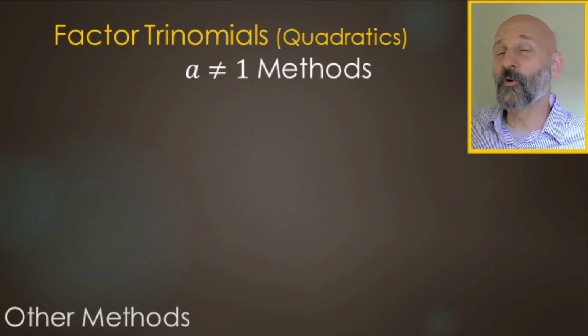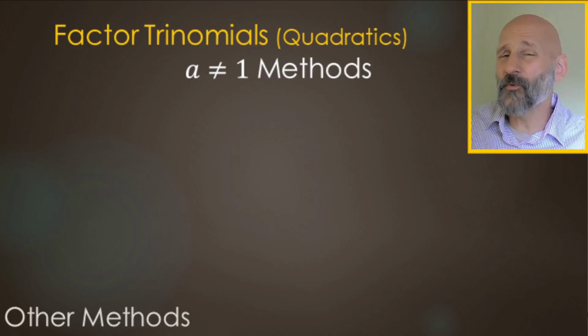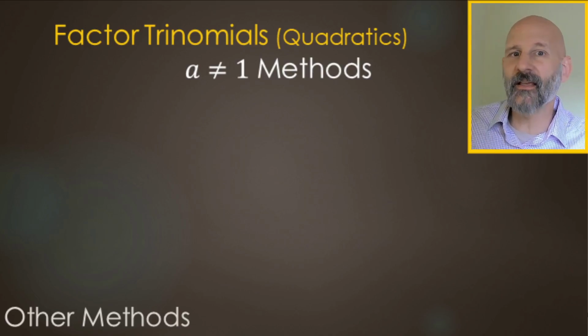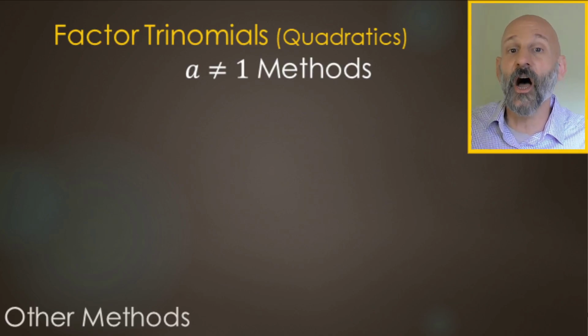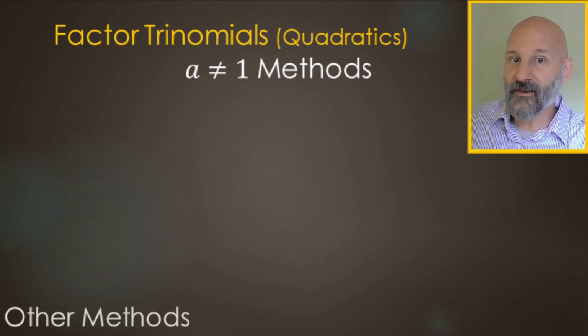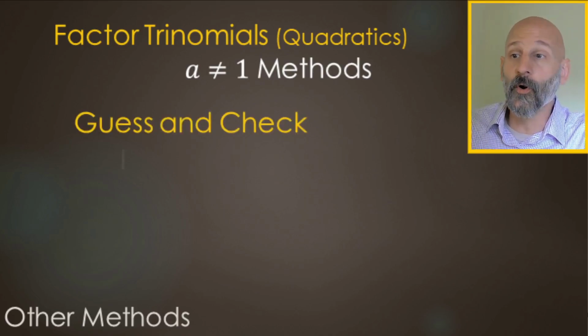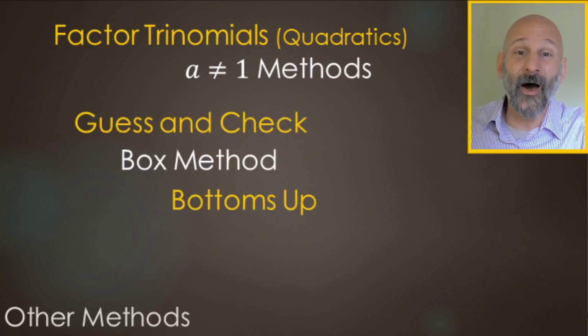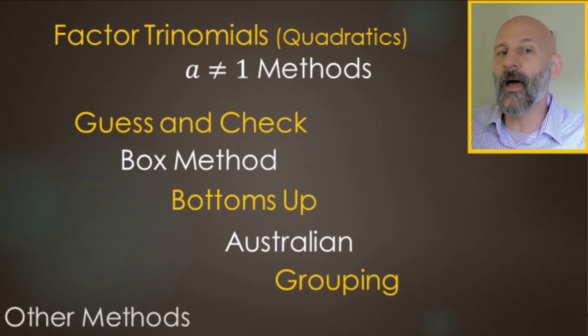Now, there are several methods for factoring quadratics when the a does not equal 1. When we say a doesn't equal 1, we're basically saying there's a number in front of the x squared, okay? So if you have a number in front of the x squared, first step, always check: is there a greatest common factor? If there is, undistribute, okay? Now, if that's already been done or there is no greatest common factor, guess and check will work, box method will work, bottoms up method, Australian method, grouping method. So these are several methods that you can use for factoring quadratics.